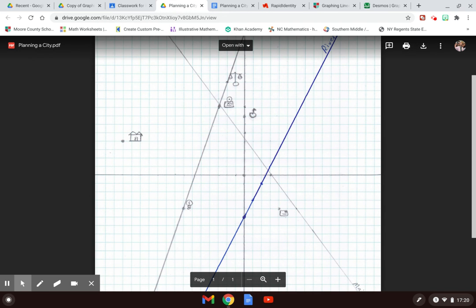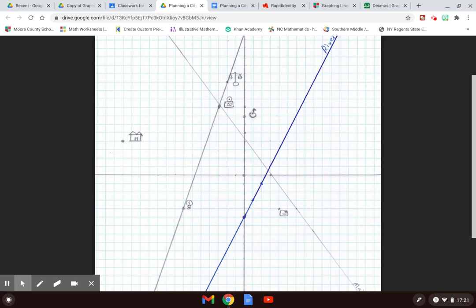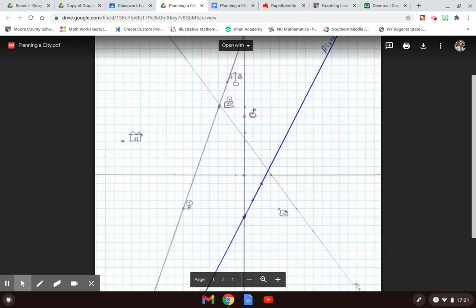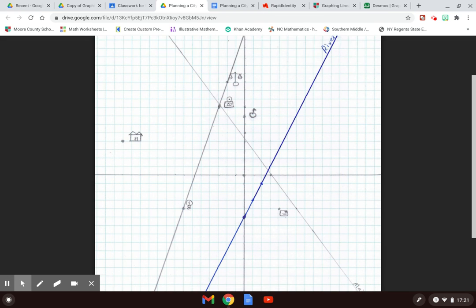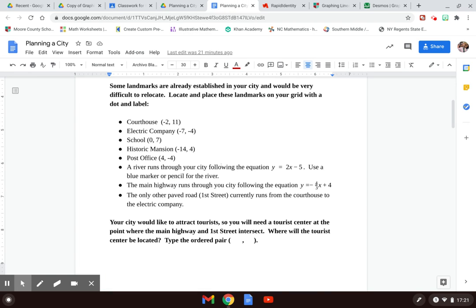All of these other things here are the little landmarks. For the courthouse, I drew the scales of justice. Here at the school, that's supposed to be an apple. Here's a letter for the post office, a light bulb for the power company, and a house that represents the historic mansion. So that is this first part done here.